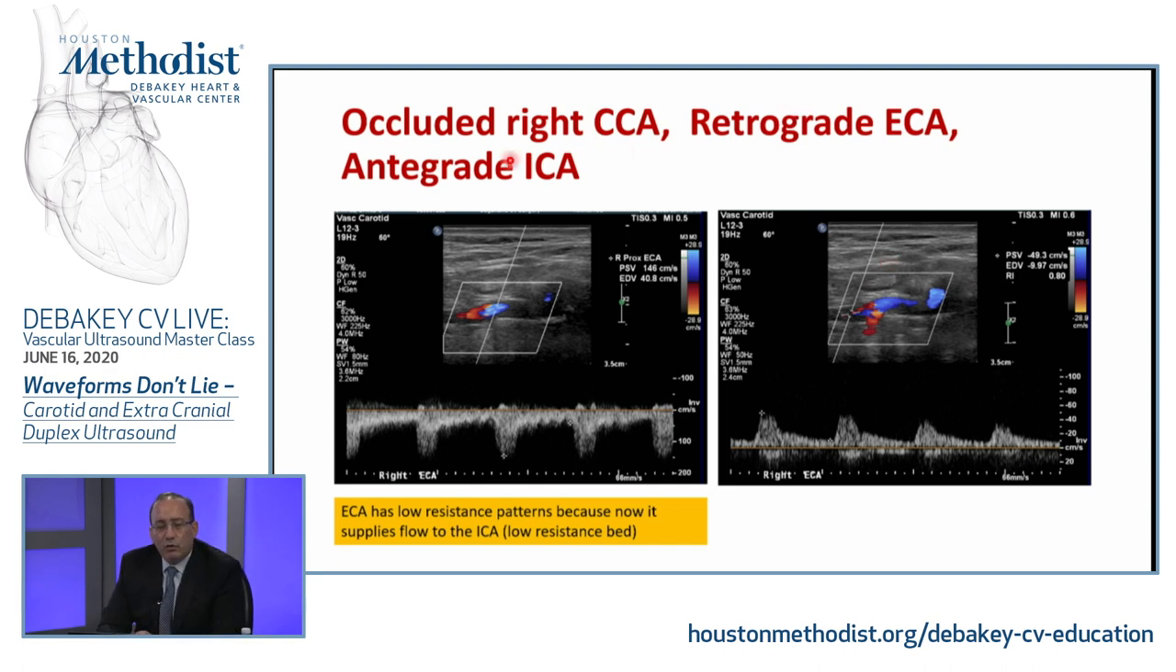Here's another example of an occluded right common carotid artery. Again, retrograde external carotid artery flow and retrograde internal carotid artery. So you see a low resistance component of that external carotid artery that it's reversed. Why? Because it's going low resistance towards the internal carotid.